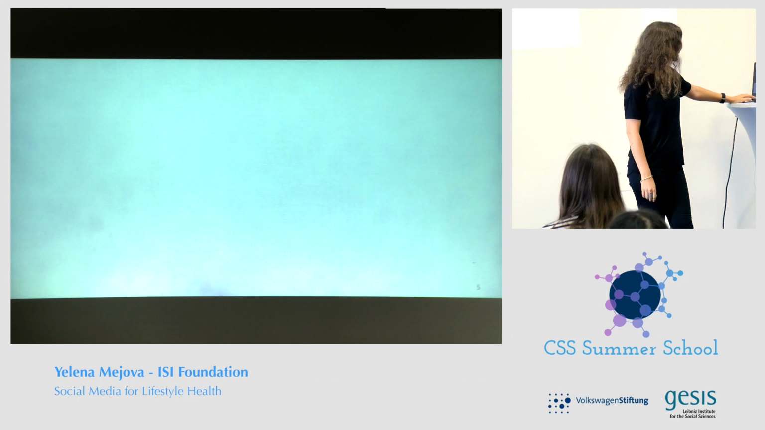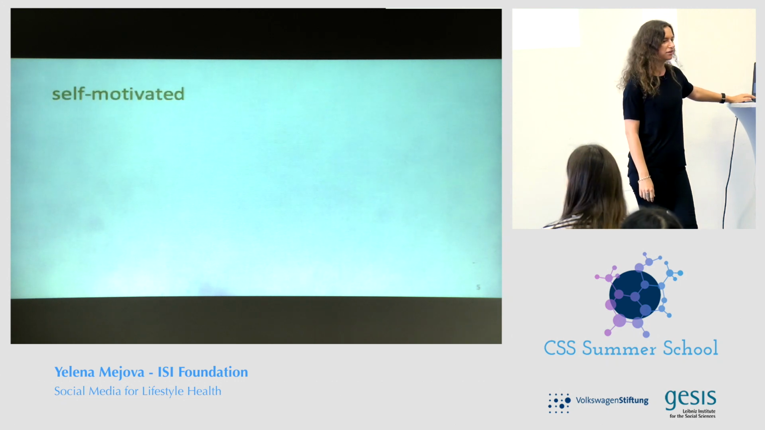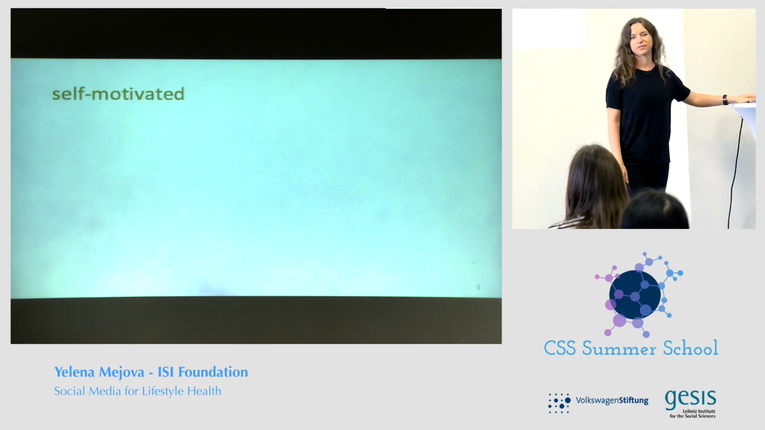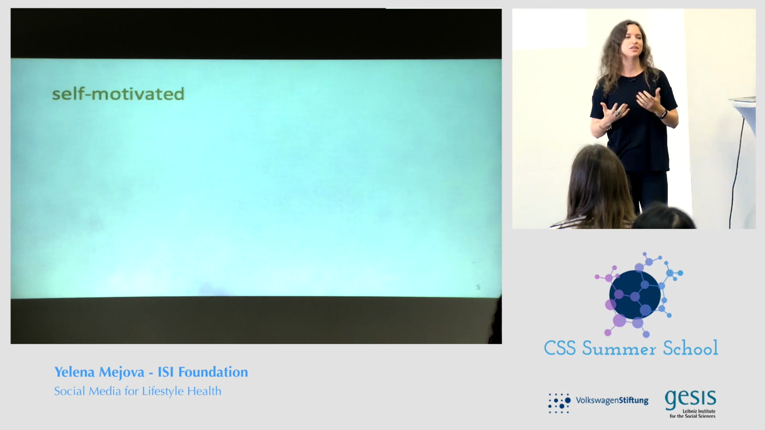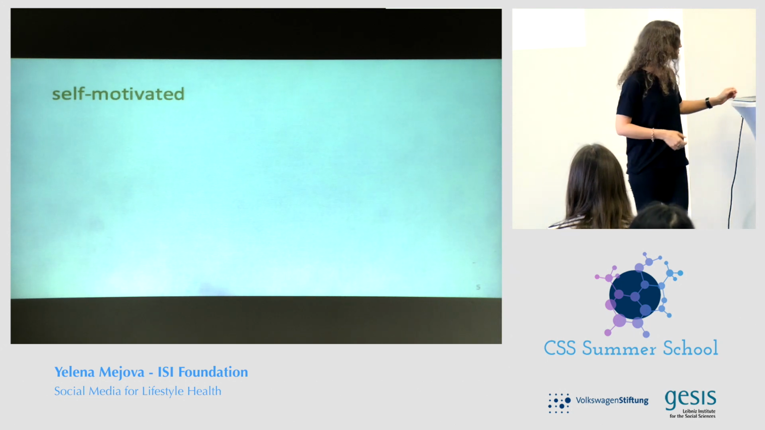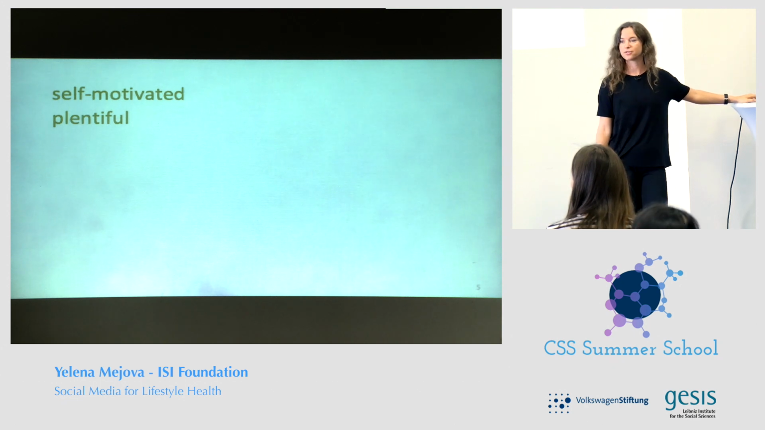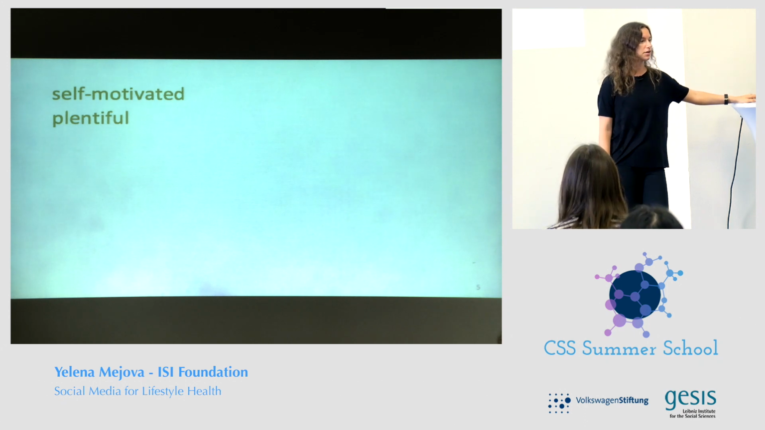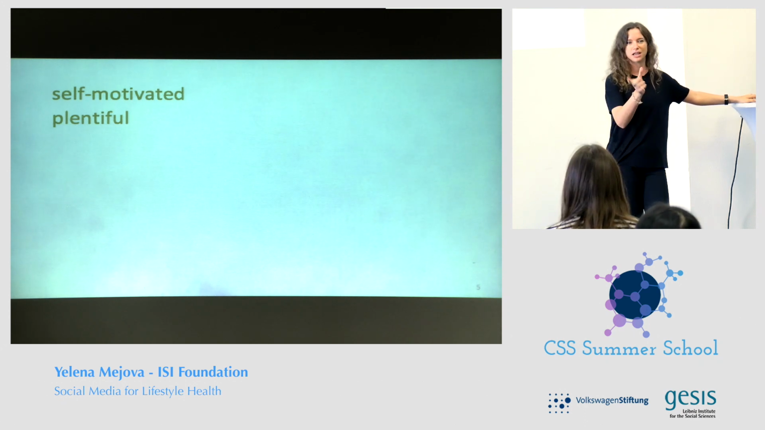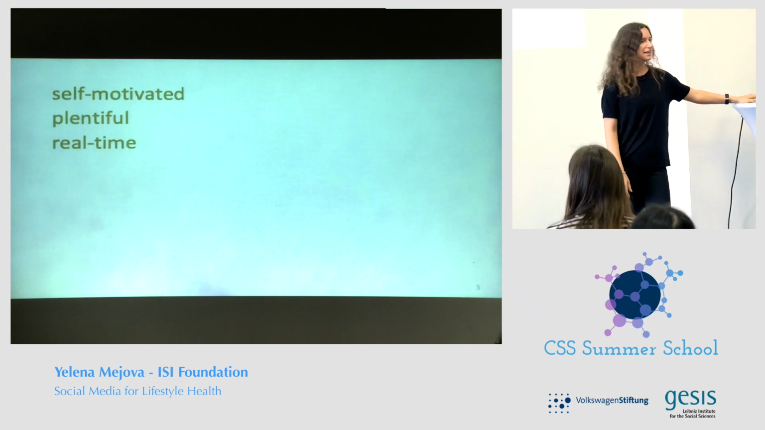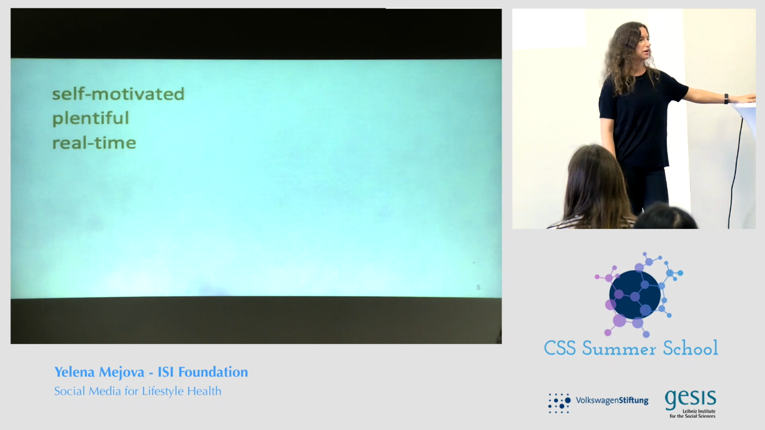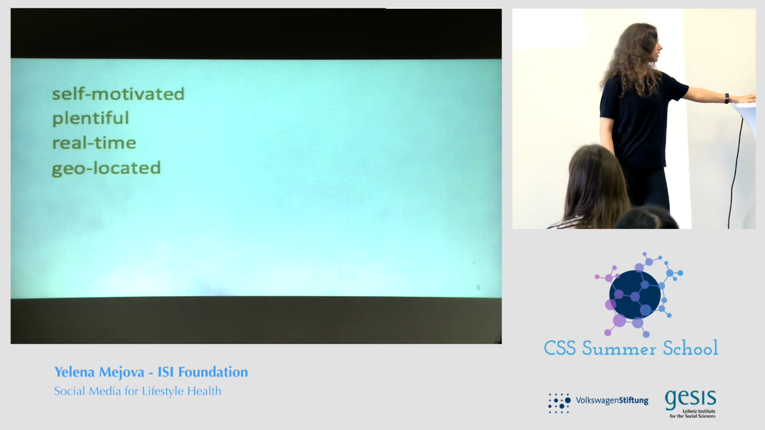Now, why is it interesting to look at this data set? Well, as I said, it is self-motivated. Somehow people are already interested in revealing this information about themselves, about their daily lives. And in that sense, it's getting more and more plentiful. Some of the data sets I'll be talking about are tens of millions of images. What is also nice is that it's real time. If there's some event happening right now, you can capture it pretty much immediately.